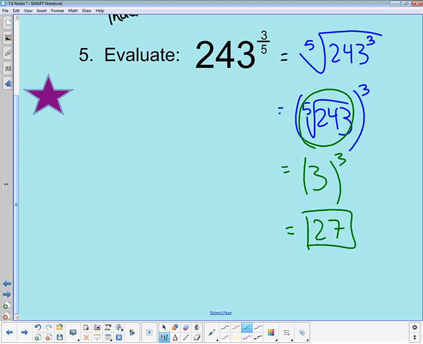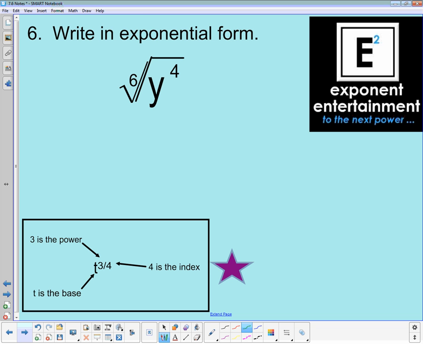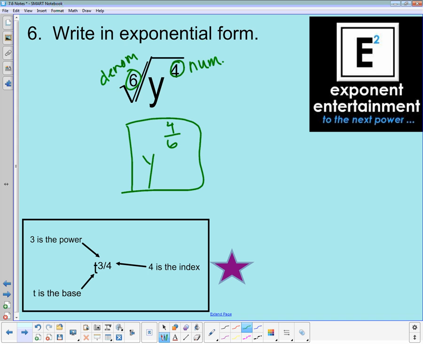In number 6, now I'm starting with radical form and I want to turn it back into a rational exponent. Remember that this is going to be your denominator and this is now your numerator of the fractional exponent, the rational exponent. So y is my base, my exponent is 4/6. Okay. All right, so that's going to take us through the basics of converting rational exponents into radical form.